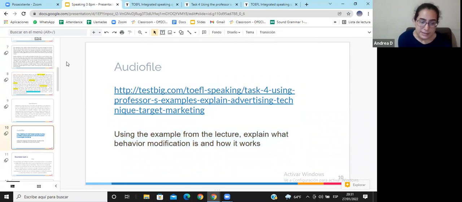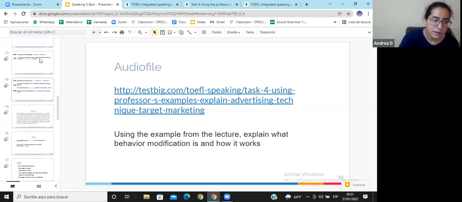So as you can see, that's the tricky part, because they don't say, summarize the reading and then summarize the lecture. No, they say use the examples to explain the concept. So that means that you need to try to connect the idea. You need to really tell me how the example illustrated the topic. Okay, so we're going to see how to do that.